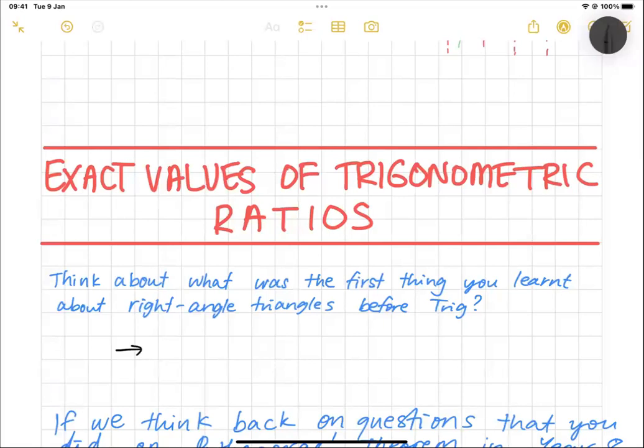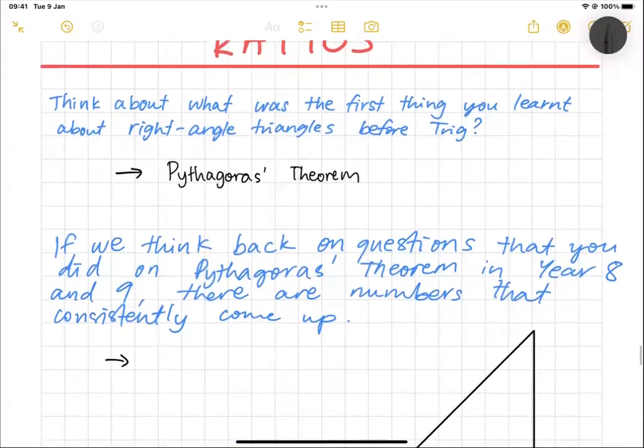So the first question here says, think about what was the first thing that you learned about right angle triangles before trig. So the first concept that you would have learned about right angle triangles should be a very famous theorem called Pythagoras' theorem. Now, the reason why we're going to look into Pythagoras' theorem is because there will be a certain concept that occurs in Pythagoras' theorem, which can help us to understand and also find the exact values of trig ratios. Okay. So let's go into our second question.